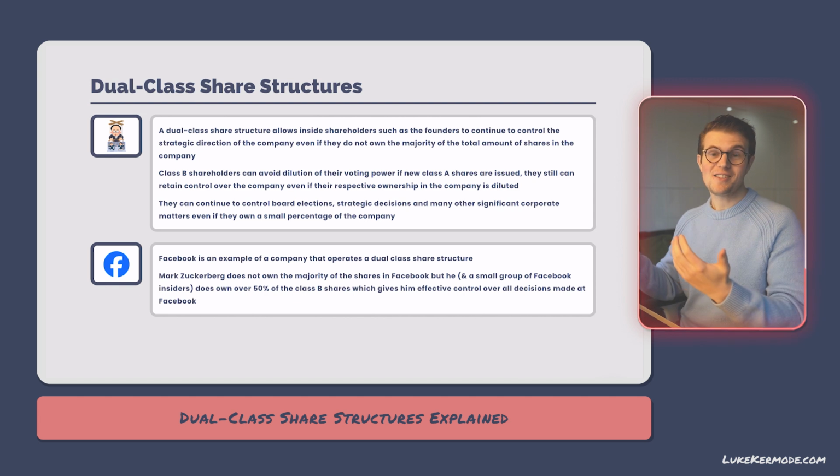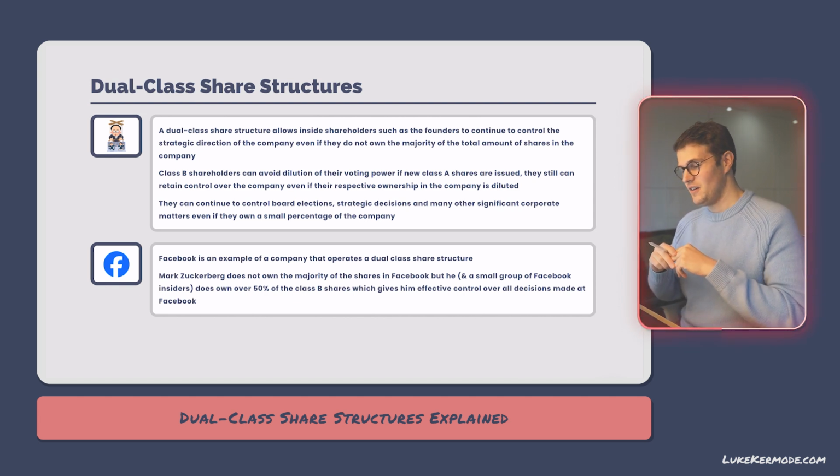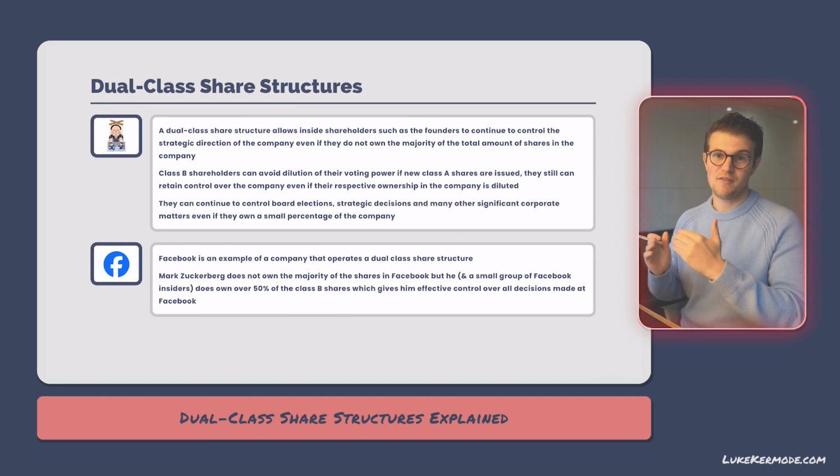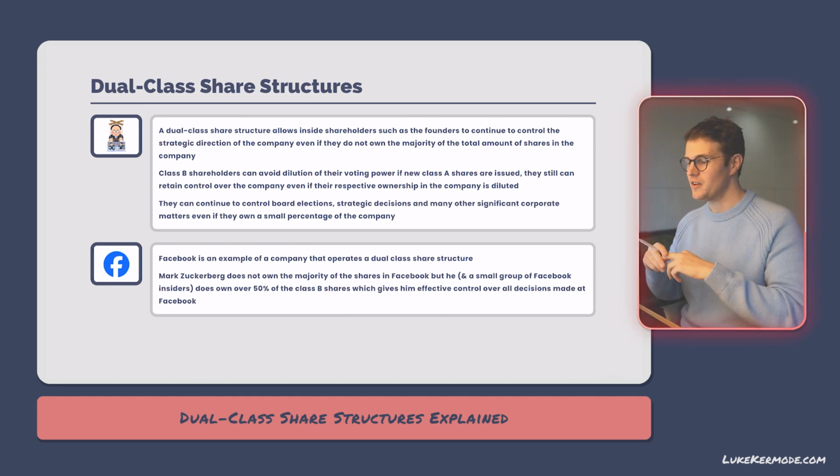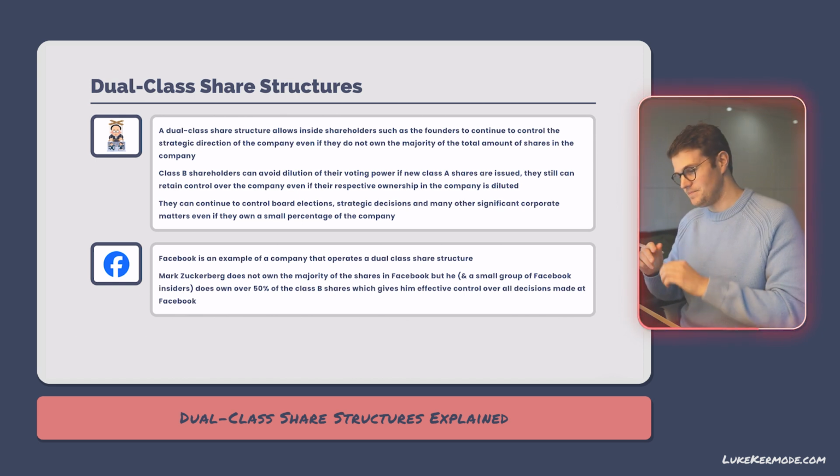So even if those company insiders don't own the majority of the total shares outstanding, they can still maintain control. They may own less than 50%, but they may hold over 50% of the voting rights because they hold Class B shares, which come with significantly more votes per share.